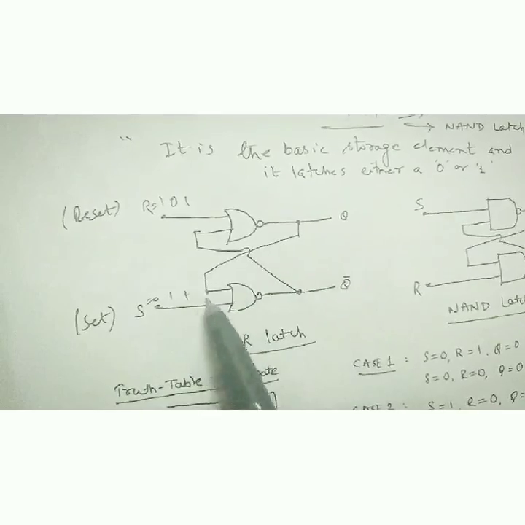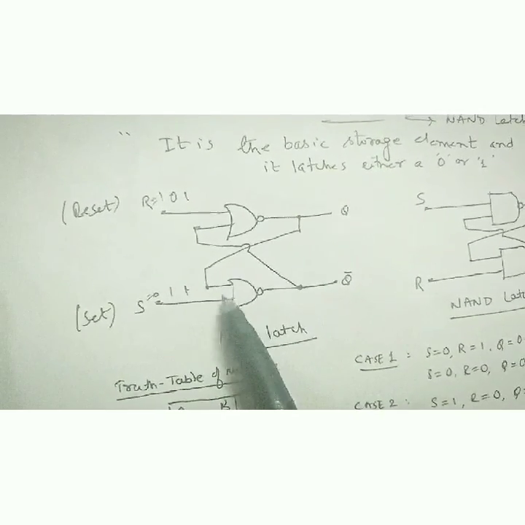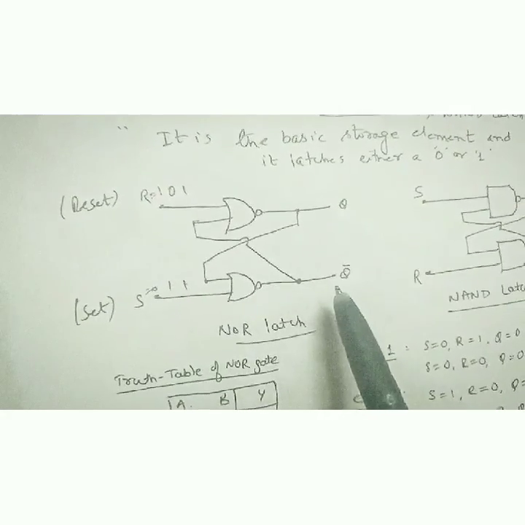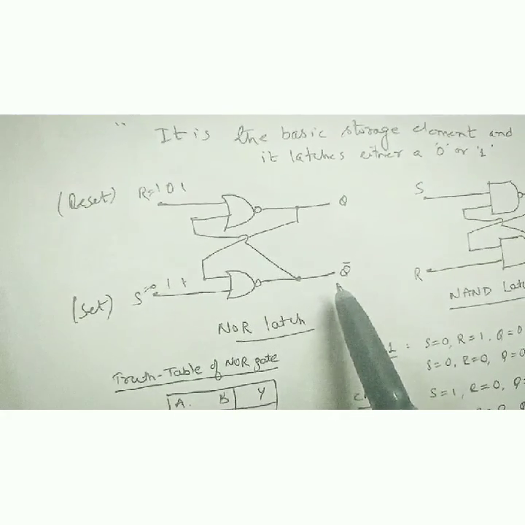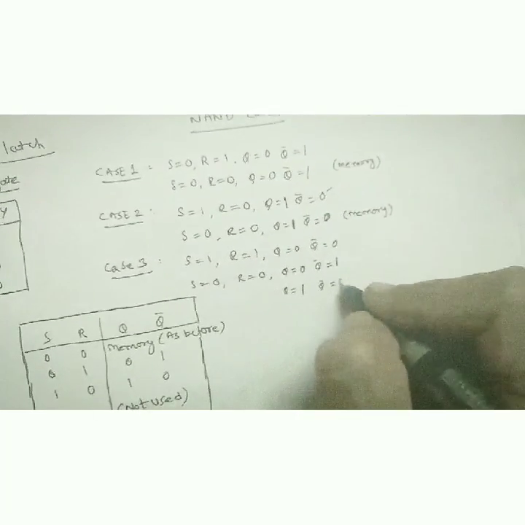And since this has become 1, now this 1 we are getting 1 over here, and this 1 and this 0, this will produce the output to become 0. So this will produce output Q bar to become 0.